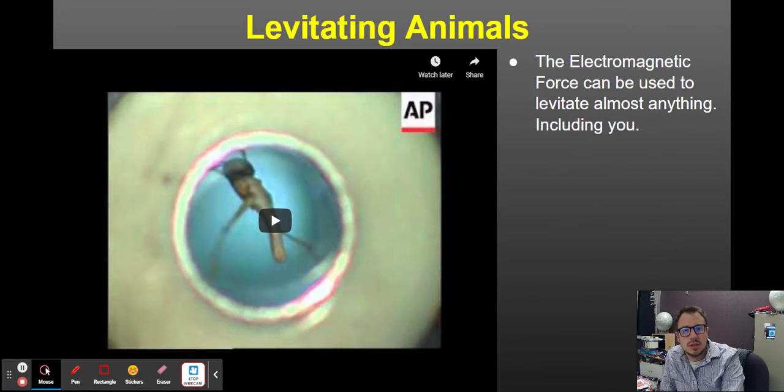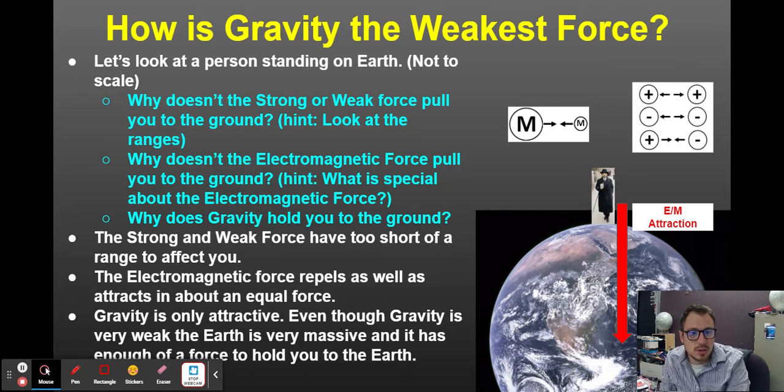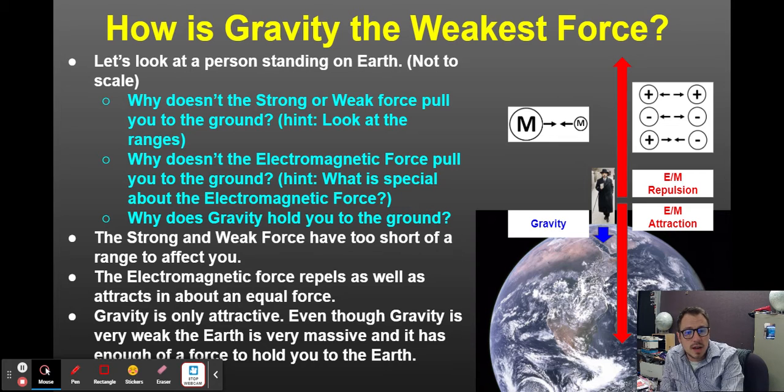Why does gravity hold you to the Earth? Now, the electromagnetic force does pull you towards the Earth. However, the electromagnetic force also repels, because you have just about the same number of protons and electrons in your body, and the Earth has just about the same number of protons and electrons. So the attraction also balances out the repulsion. Now, gravity is only attractive. There's no repulsion to gravity. So even though it's a very, very weak force, it's the only one that's pulling you down to the Earth, because the strong and the weak force have much smaller ranges, and the electromagnetic force repels you as well.